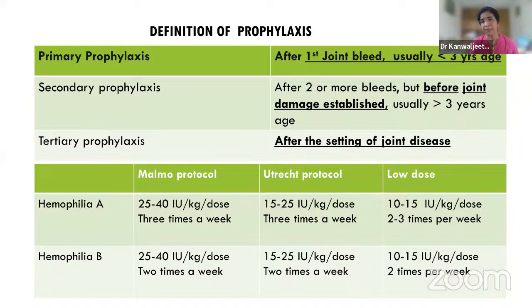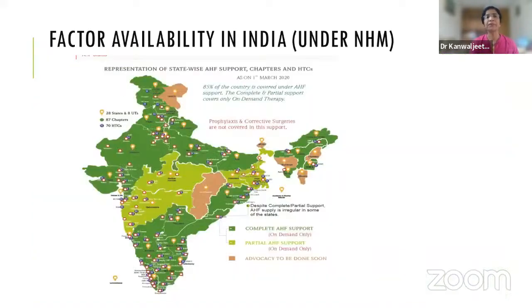So it is important to know that this many pricks, this is given intravenously. It is to be given for life, which affects the compliance of the patient. Before we go to the extended half-life factors, I would like to comment upon the factor availability in India under the National Health Mission. As of 1st March 2020, factor coverage is available in all these dark green states as well as light green states. The brown color states are still lagging.